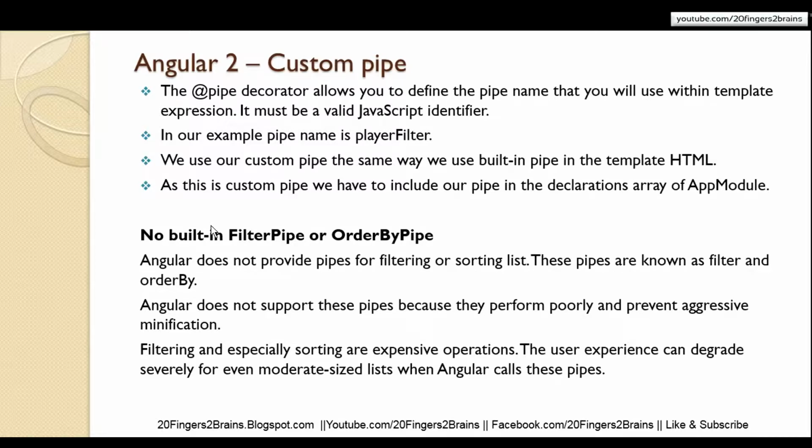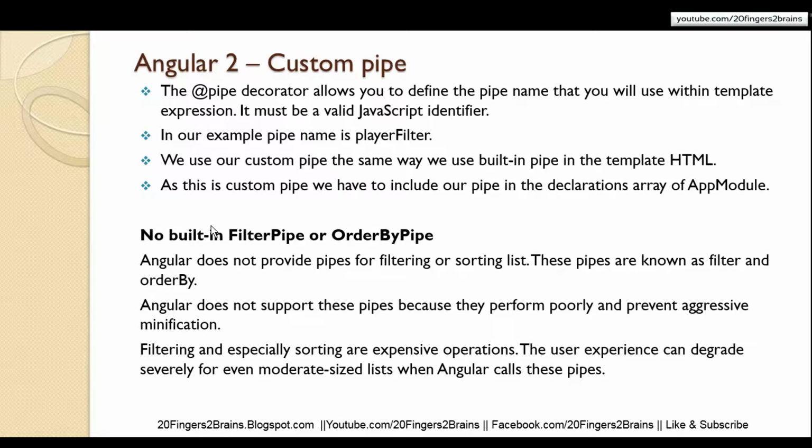The @pipe decorator allows you to define the pipe name that will be used with the template expression. It must be a valid JavaScript identifier. In our example, the pipe name is playerFilter, so we name our filter playerFilter. We use our custom pipe the same way we use a built-in pipe in the template HTML. As this is a custom pipe, we have to include it in the declarations array of the app module.